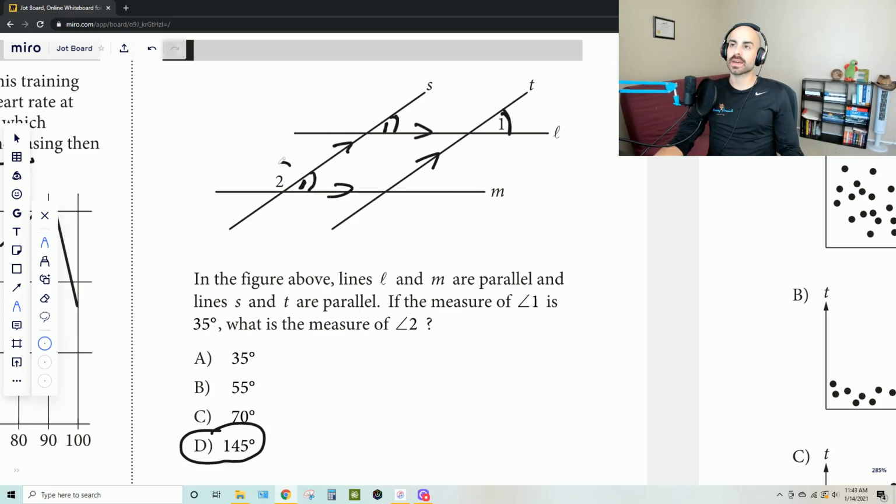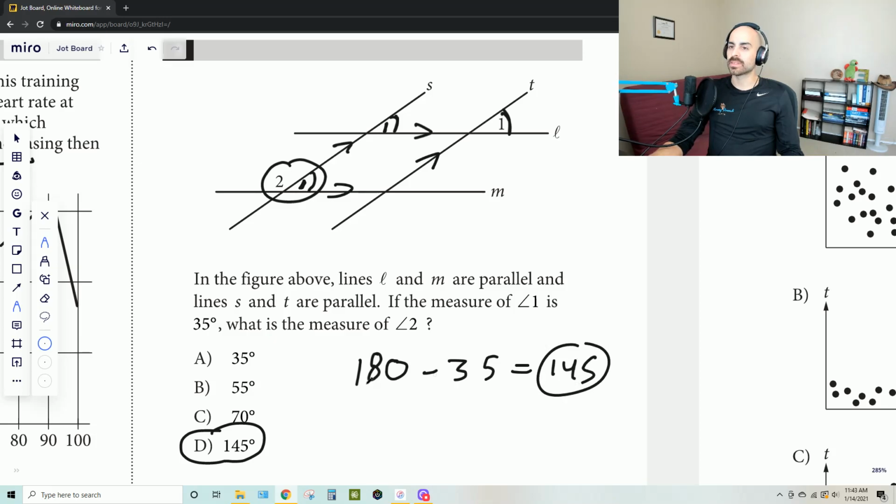So what we recognize is by corresponding angles, we see that 2 and 1 must be supplementary, adding up to 180. And it's going to be as simple as saying 180 minus 35. Well, that equals 145, and that's still going to give us D.